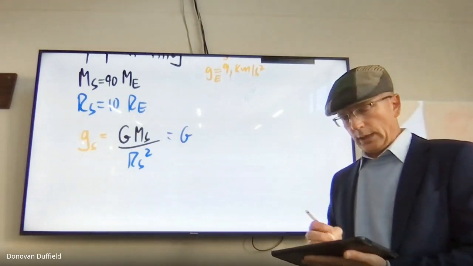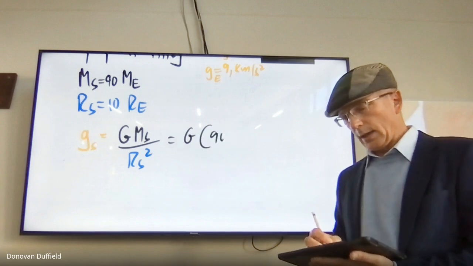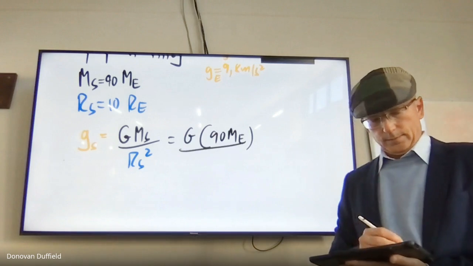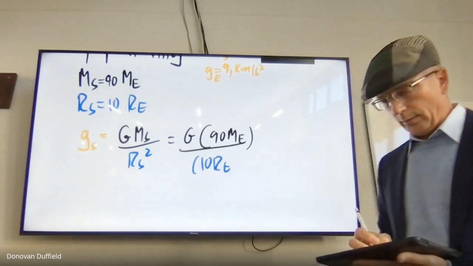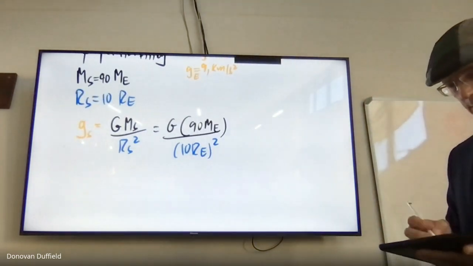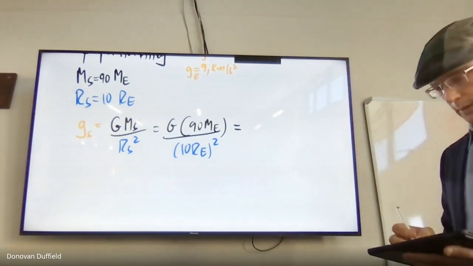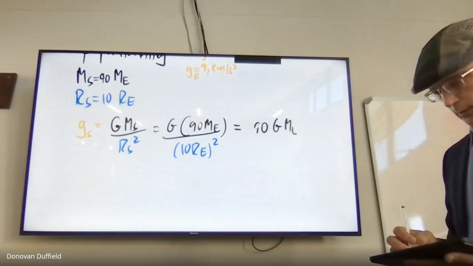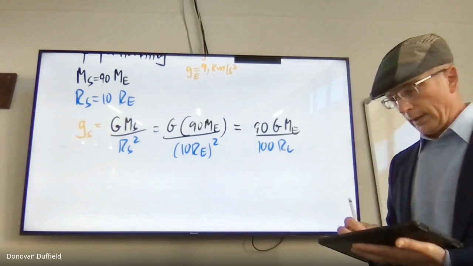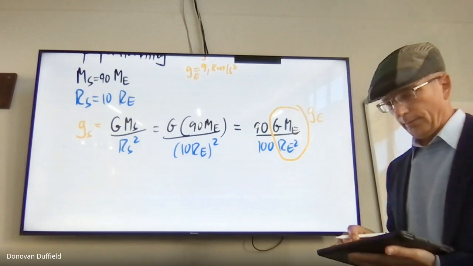Little g on Saturn is going to be big G, mass of Saturn, over the radius of Saturn squared. This is going to be G, 90 times the mass of the Earth, over 10 times the radius of the Earth squared. This is going to give us 90 G mass of the Earth. Now, 10 squared is 100, RE squared, and that is the gravitational acceleration on Earth.